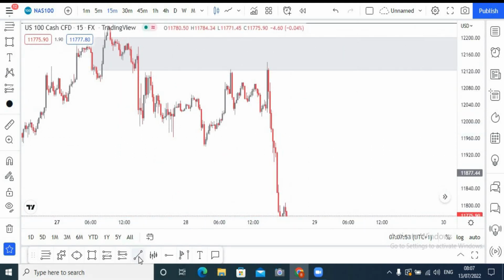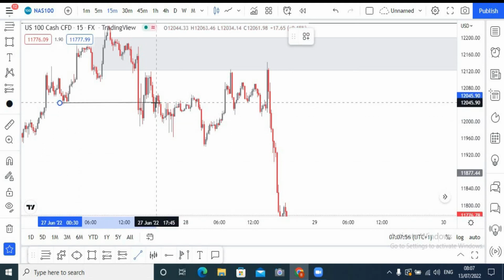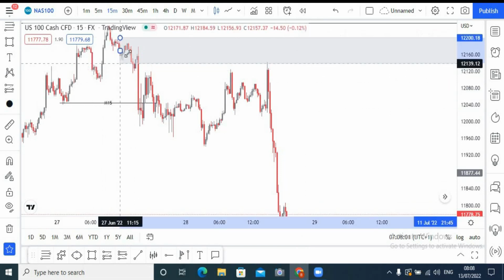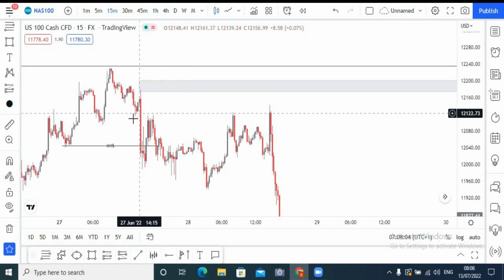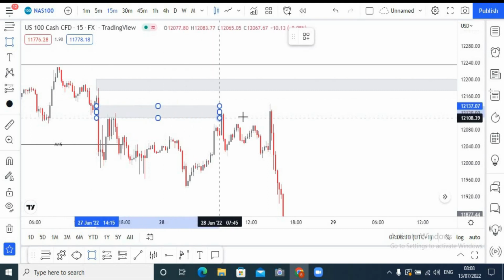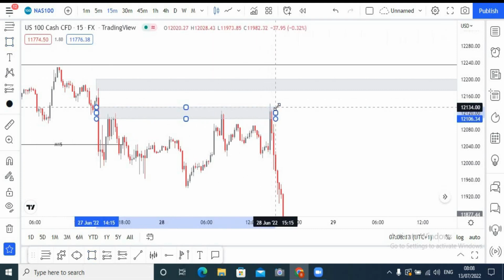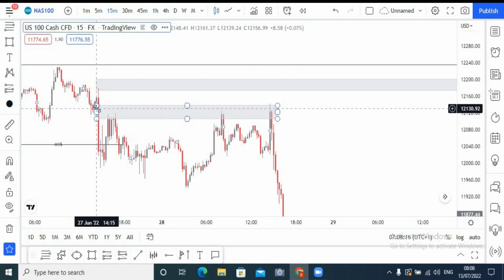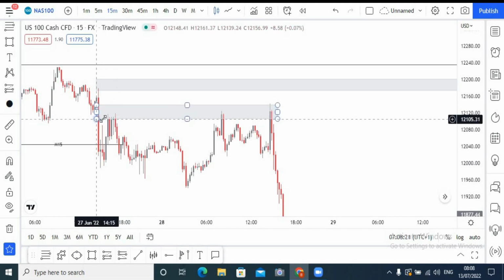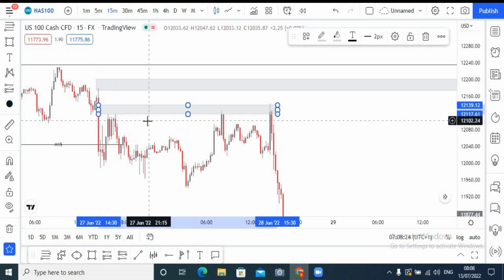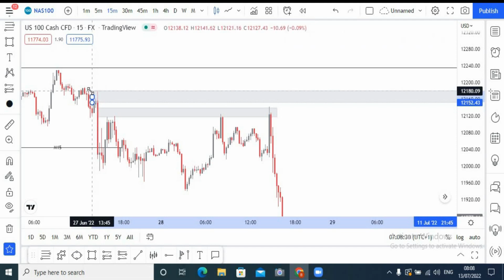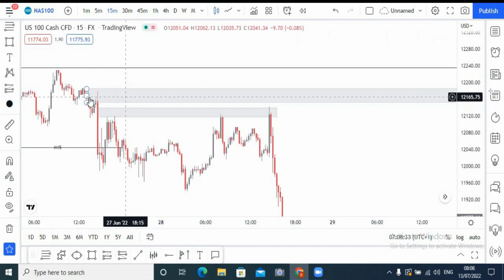So here is our breakout structure. As you can see, this is a breakout structure, right? Let us minimize this. Now you have to understand, we did have a fair value gap again right there. As you can see, you have to mark the wick of this candle and this one, and it will give you a fair value gap right there, meaning this is an order block right there. This is an order block.